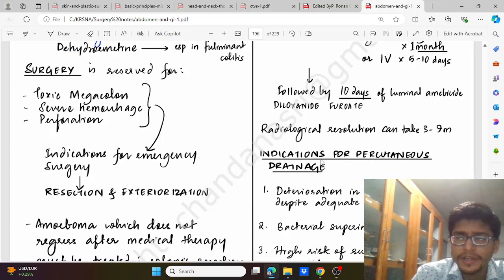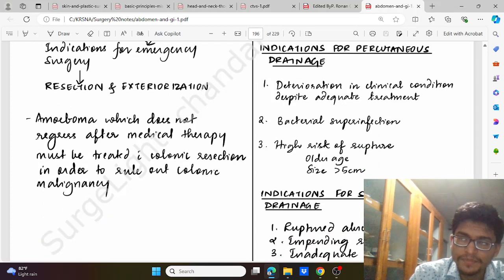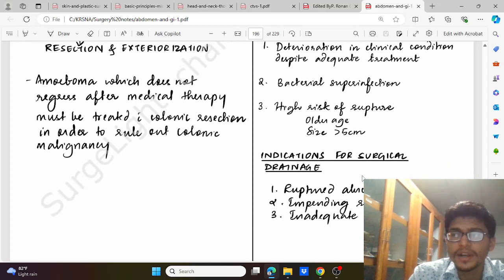So when do we go for percutaneous drainage? That is deterioration in clinical condition despite adequate treatment, meaning the patient's condition is worsening. Bacterial superinfection, and high risk of rupture, that is old age, size more than 5 centimeters, or left side abscess, left lobe abscess. Indications for surgical drainage are ruptured abscess, impending rupture, and inadequate catheter drainage.